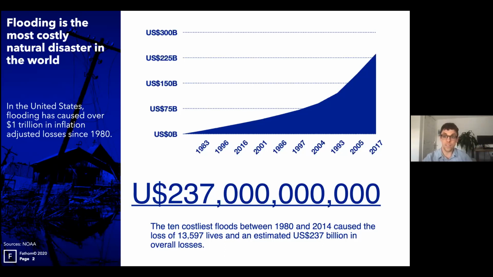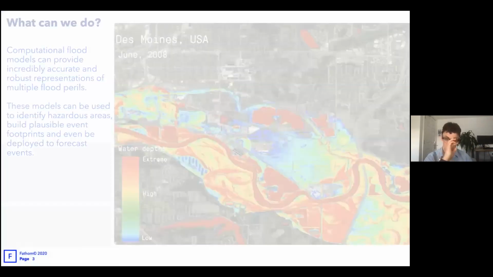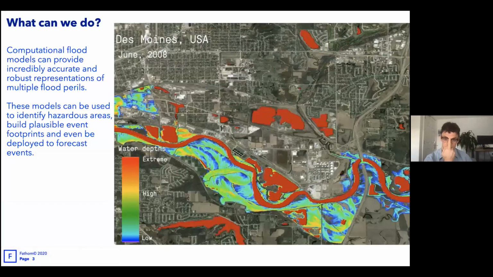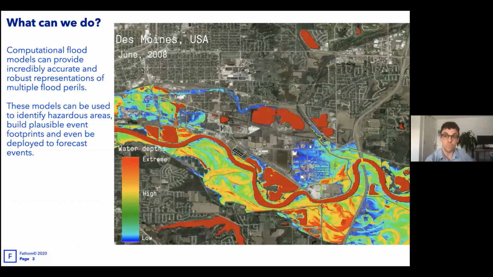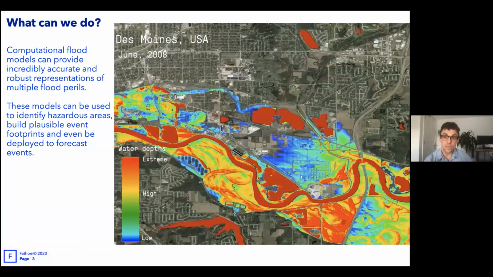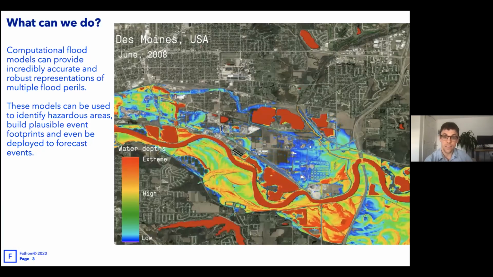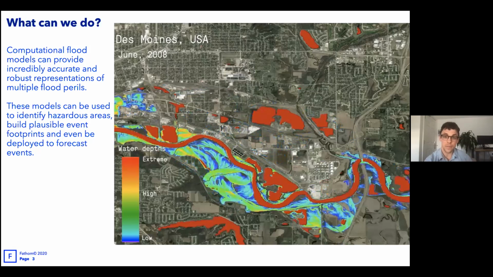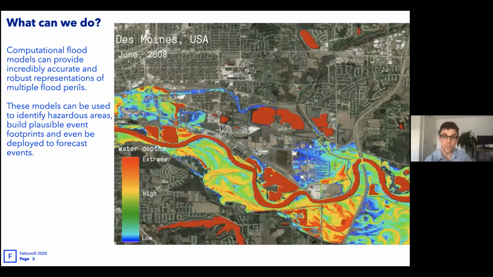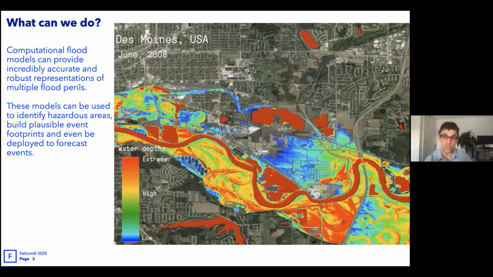So what is it that we can do about flood risk as a peril? Well, one of the things that we can do now is to build these really incredible computer models. We can build very complex, very accurate, in fact, flood models that can simulate the physics of floods happening. And we can do it with, like I said, really incredible accuracy.